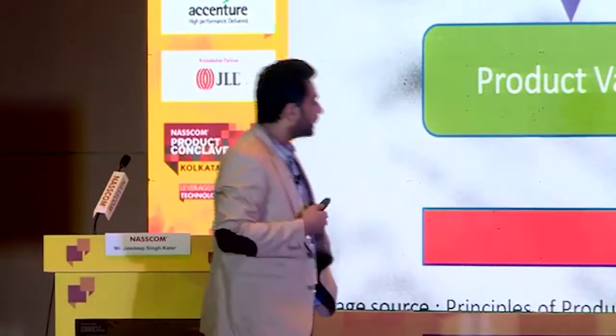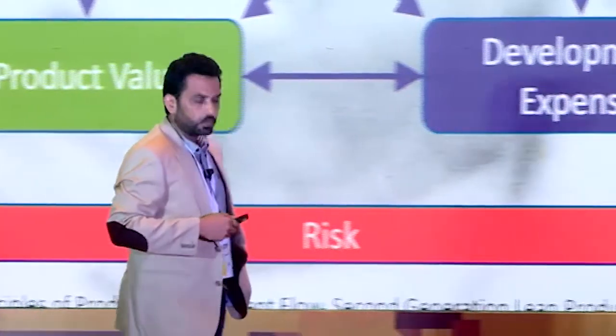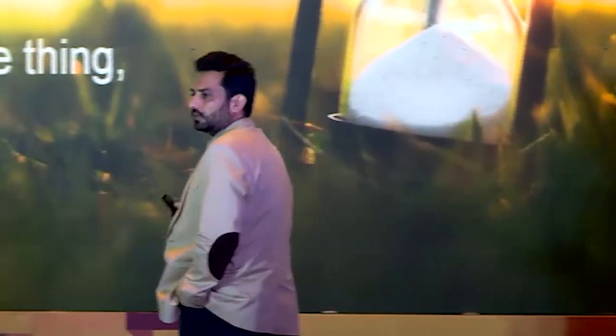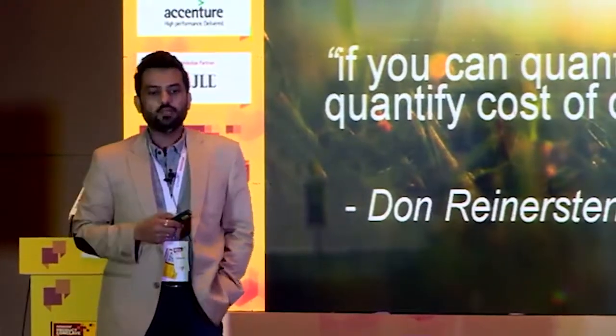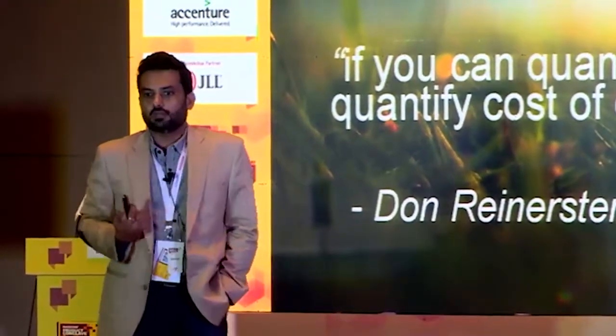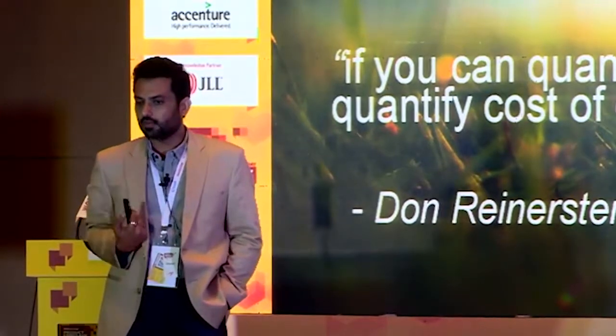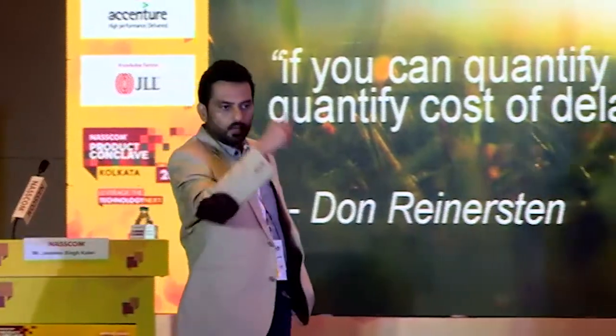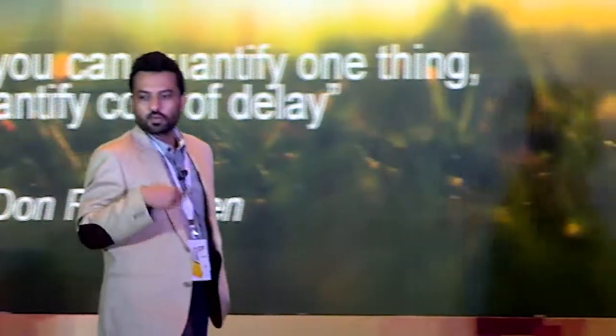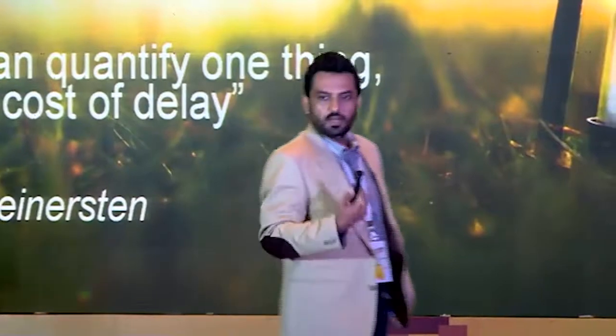So one of the most important, well-known prioritization methods is based on the cost of delay. He says, if you can quantify one thing, quantify cost of delay. What is cost of delay? If I have 5 features and I have to prioritize, and I don't deliver any feature, what is the cost to the company? What is the opportunity cost? What happens? So if we are able to prioritize all our backlog based on cost of delay, it is a recommended economic framework.